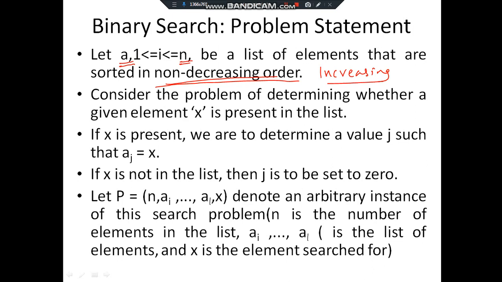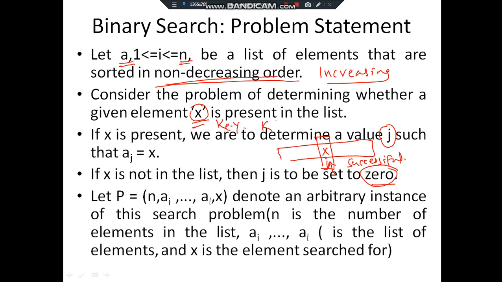So consider the problem of determining whether a given element x is present in the list or not. Sometimes we say that the key k is what we want to find out. So it can be anything. We want to check whether the given key x, or k, is present in the given array or not. If x is present in the list, let us say at this particular position with index j, we return the index j and we say it is a successful search. If x is not present in the list, then we return 0. We either return j to the caller, or we return 0 to the caller.